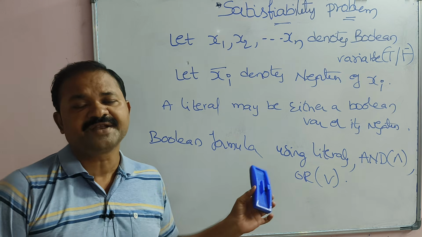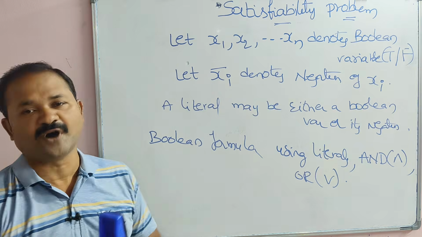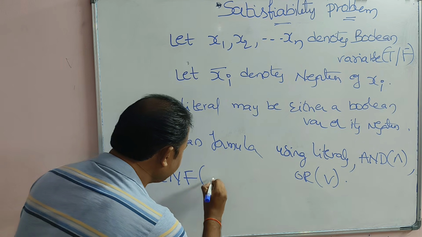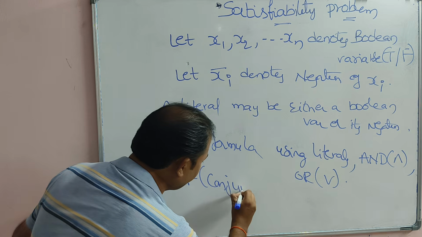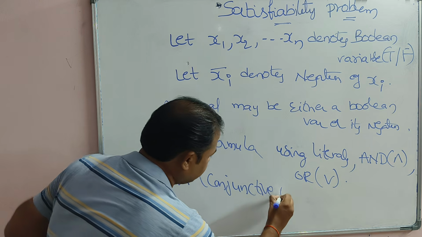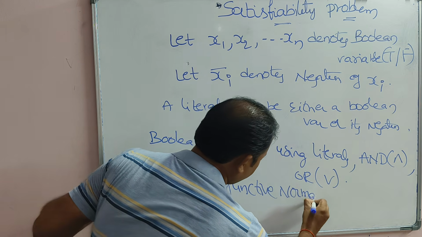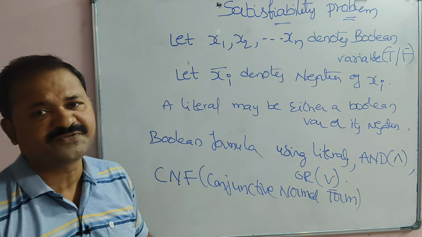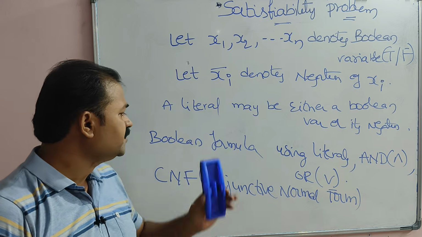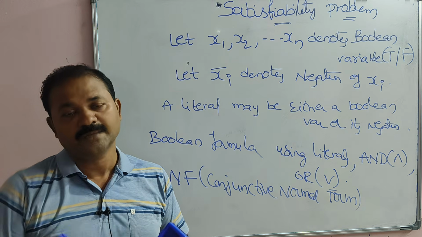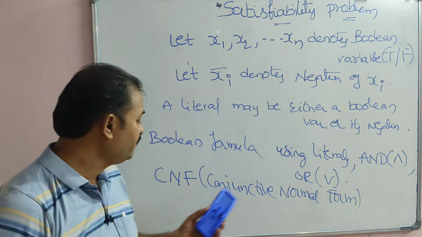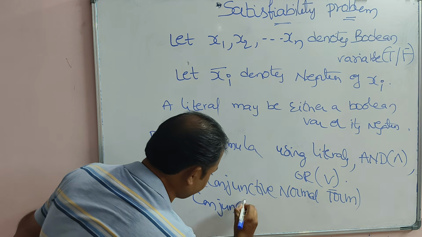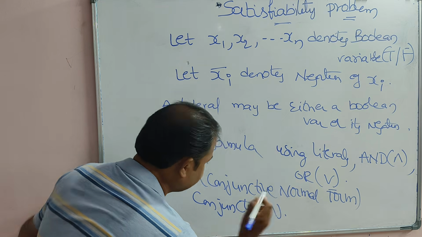Next, in order to write Boolean formulas, we use CNF. CNF stands for conjunctive normal form. What is the use of conjunctive normal form? It is useful in order to write Boolean formulas or Boolean expressions. We know what conjunction is. Conjunction means the AND symbol.